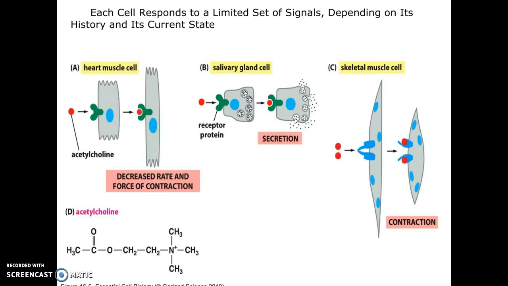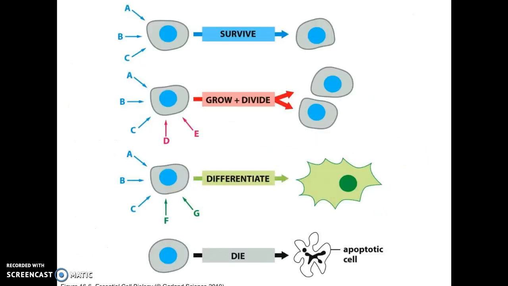Or in the same cell type, two muscle cells, by having different receptors, the acetylcholine can have different effects. So that's going to increase our diversity of effect that we can get from any one signaling molecule. So a limited set of signaling molecules can have a wider array of responses by having different receptors.